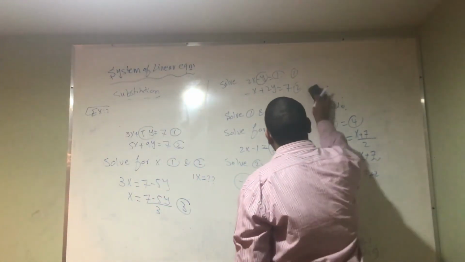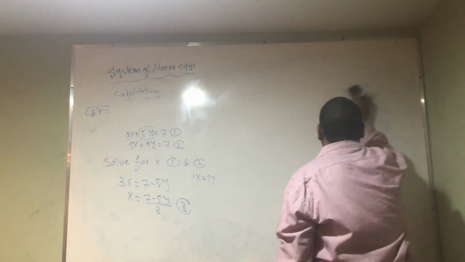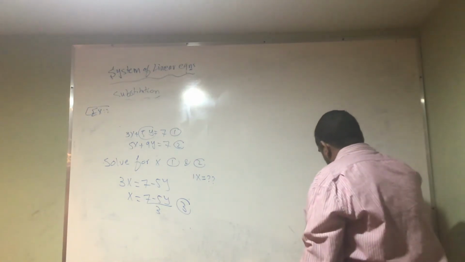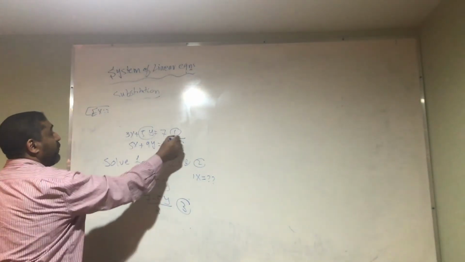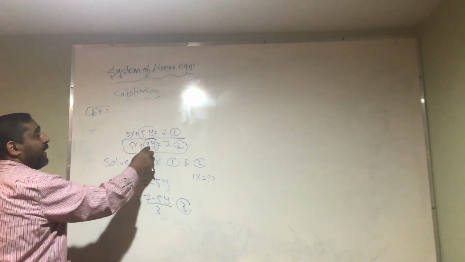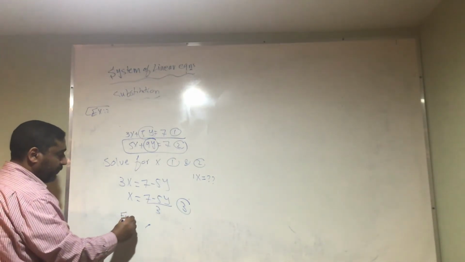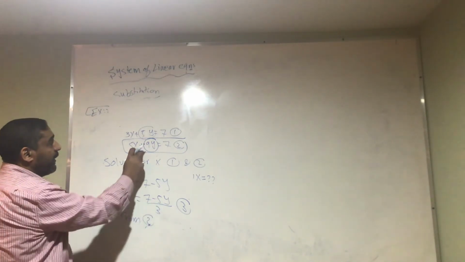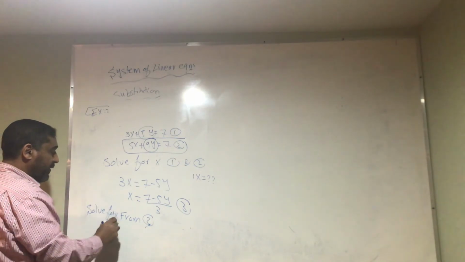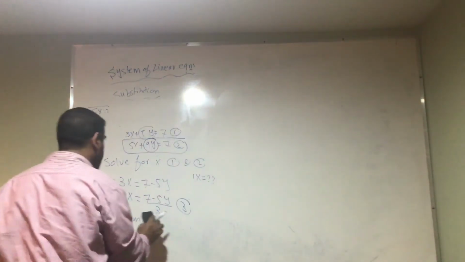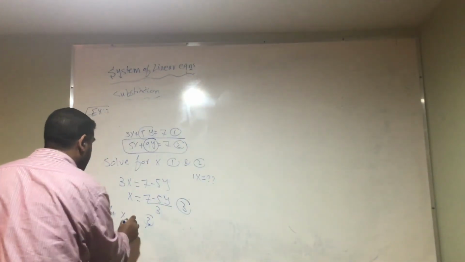Then I have to solve equation number 2 also for x. It must be the same variable that you decide to pick. So if I go to equation 2, how do I solve this for x? You have 9y, I can take that to the right, so it becomes minus. So I solve for x in equation 2.